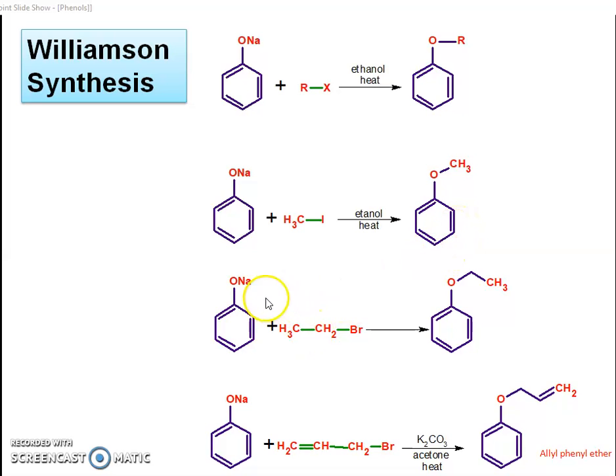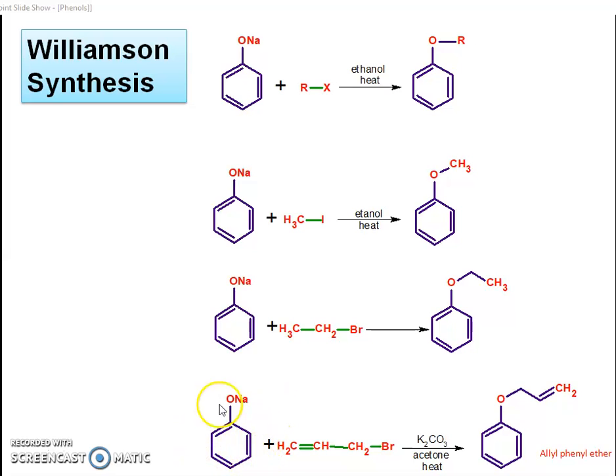Similarly, in another reaction, the sodium phenoxide can be treated with ethyl bromide. Then what happens? The O minus of this phenoxide attacks this CH2 and replaces the bromine. The byproduct is sodium bromide, and this oxygen is attached to the CH2CH3. So alkylation can take place at the oxygen atom, and ethyl phenyl ether is the final product.